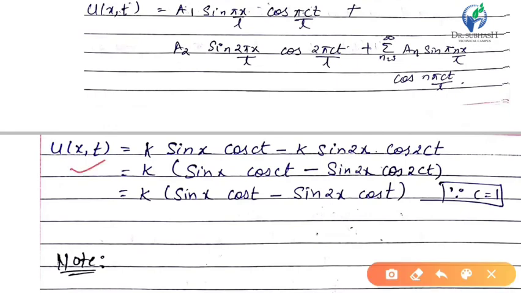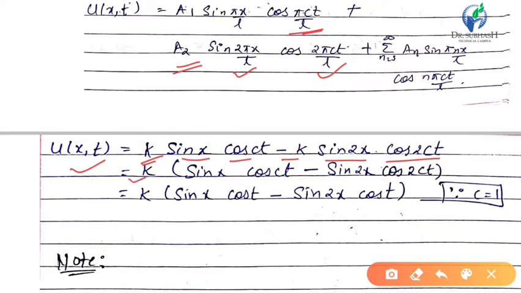So u(x,t) will be equal to, a1 equal to k, so I will put here k sin x. Since L equal to pi, pi will get cancelled, so I will get only sin x. Again here L equal to pi, so again pi will get cancelled. So I will just get cos ct. Now the value of a2 is minus k, and again here I will substitute L equal to pi. Here also I will substitute L equal to pi. So I will be left with the term sine 2x and cos 2ct.